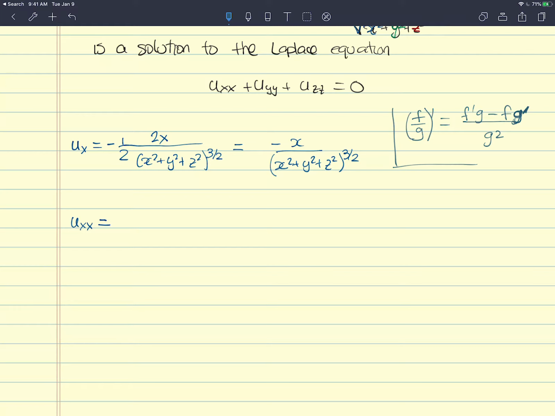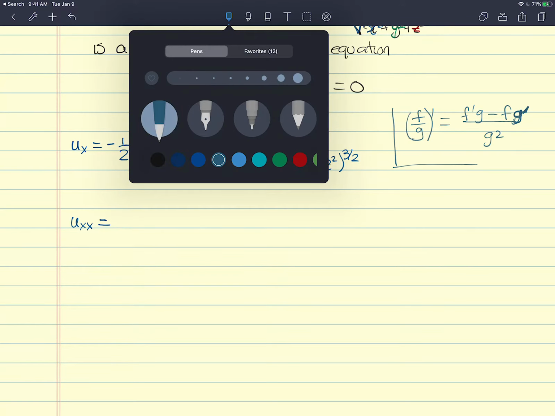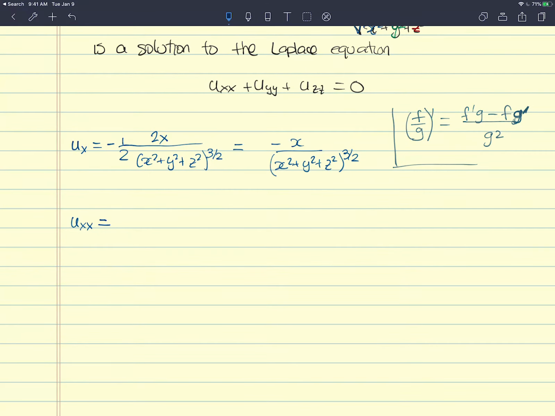Okay, so in this case, my f is negative x, and my g is this x squared plus y squared plus z squared to the 3/2. So let's go for it. It's not that complicated because the denominator is this thing, so it's going to get squared, which is okay because then it's just to the 3rd power, right? Now I'm going to do the derivative of the top, the derivative of f. In this case, it's just negative 1, right? Negative 1 there. And then multiply that by the bottom, so just copy the bottom. x squared plus y squared plus z squared to the 3/2.